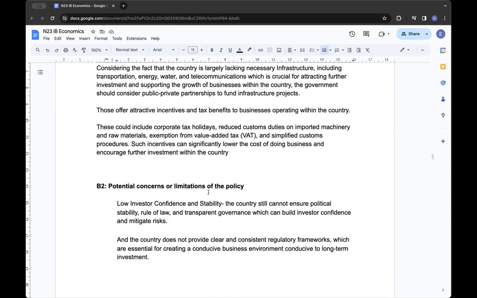First, the country still cannot ensure political stability, rule of law, and transparent governance, which can build investor confidence and mitigate risks. Second, the country does not provide clear and consistent regulatory frameworks, which are essential for creating a conducive business environment. So it's extremely difficult to actually attract foreign direct investment and sustain it in the first place.